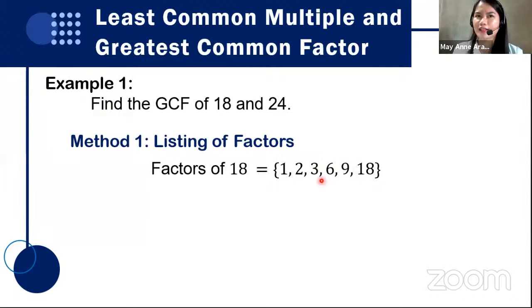And for 3, next naman is 3. So is 18 divisible by 3? Yes. 18 divided by 3 is 6. So 3 times 6 is 18.